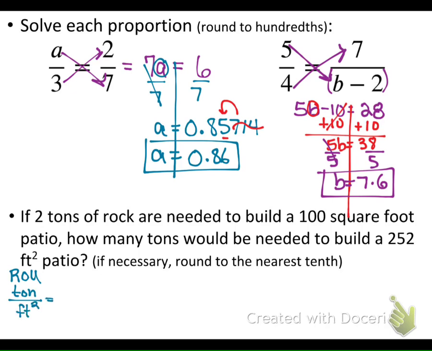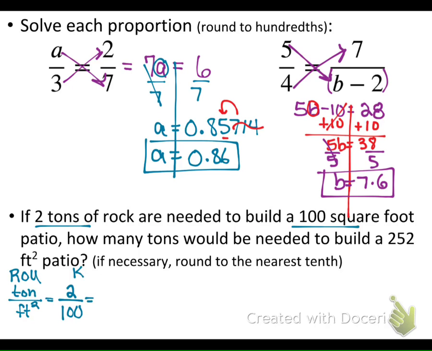Okay? Then the next thing I identify is my known proportion or my known ratio. Usually, my known ratio is going to be found in the same sentence. Okay? So where's my known ratio found? Yeah. So 2 tons and 100 square foot. So where's the 2 go? On top, because it goes with tons. And then the 100 is going to go on bottom with the square feet.